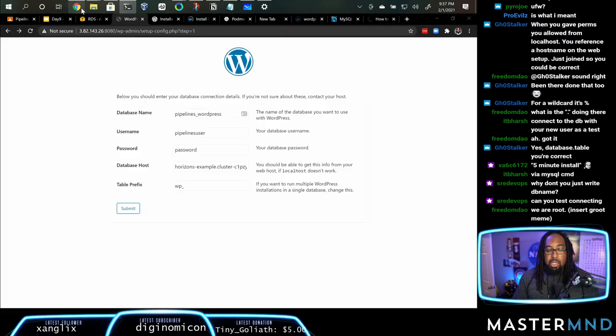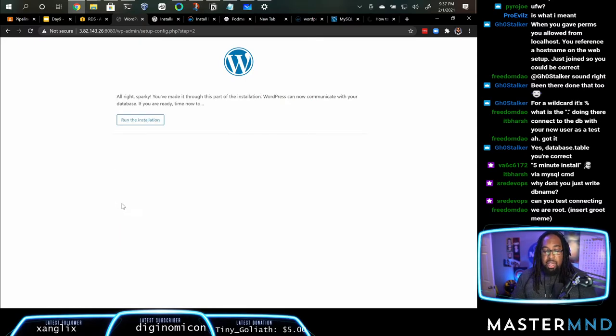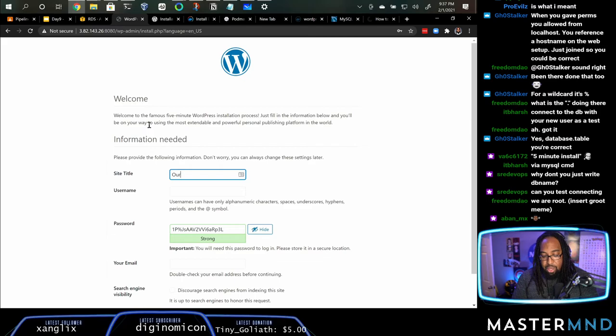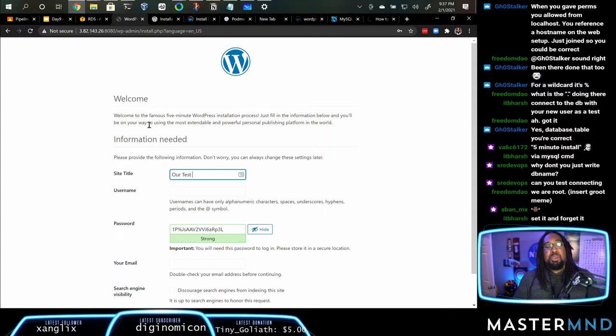Cool. So now we can just go back over here. We can go pipelines user, password is password 12. Now we're in. Now we can run the installation. That was a lot of work. That's what happens when you don't mess with any MySQL for a little while. I'm a huge fan of NoSQL databases. Again, not always the right tool for the job, but any application that I start, I will design it pure. I will make sure it works around NoSQL.